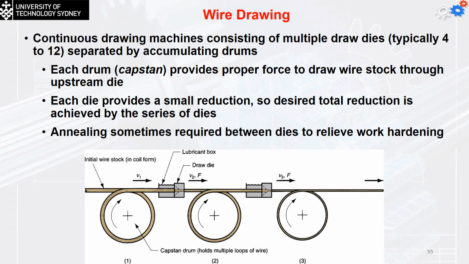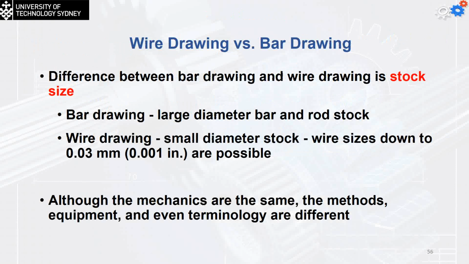So the difference between wire drawing and bar drawing is mainly in the stock size. The bar is always going to be big size, but in the case of the wire, it's going to be very small. So bar drawing results in large diameter bars and rod stock, and wire drawing in small diameter stocks. The wire size can go down to 0.03 millimeters, like the one we're using, as I mentioned once again, in most electronic devices. So the machine mechanics are the same, but the methods and the equipment are going to be quite different.